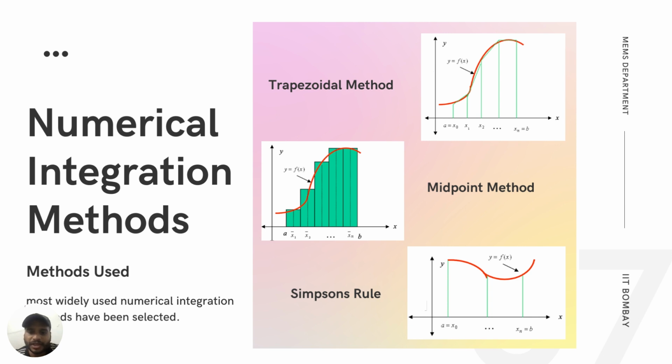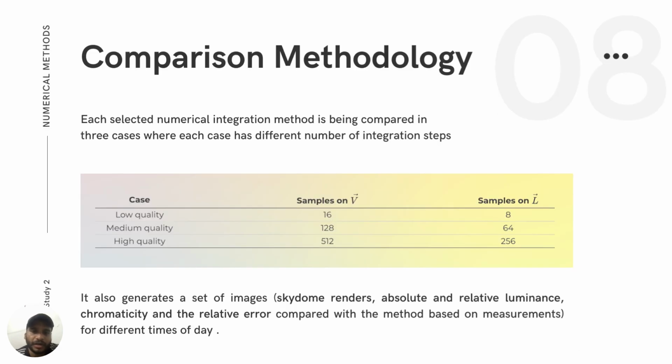But in Simpson's rule, we are taking some type of arcs that make a rectangle-type structure, and then we calculate the area of this block. Then we find the integration via Simpson's rule. So these are the basic concepts related to numerical integration methods, and they are used for calculating the colors of the sky and sun, right?